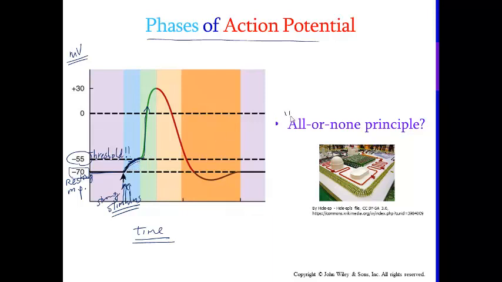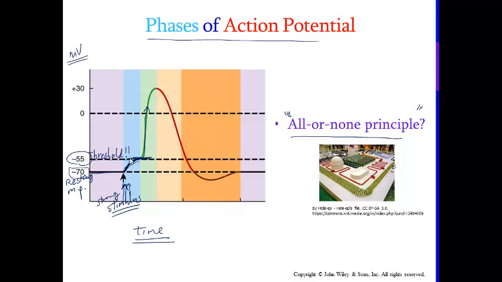So we say the action potential has an all or none principle. For instance, like looking at dominoes: if the signal is strong enough, it will push down one of the dominoes and everything will go. But if it's too weak, nothing will start. So this is how our nerve impulses work.